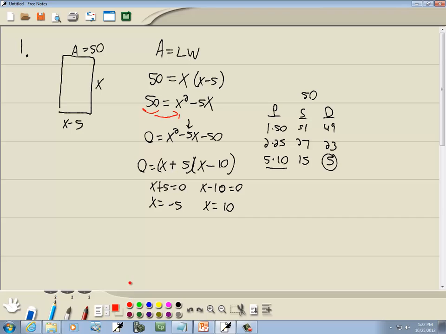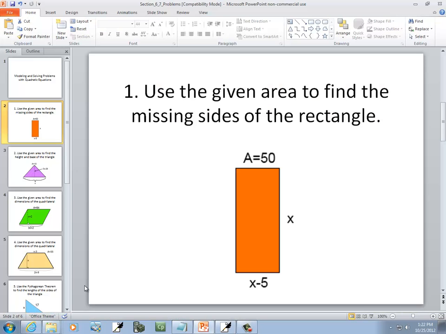Now sometimes you'll get answers that are just bogus. X is equal to negative 5. That doesn't make any sense. We can't have a negative distance there, so throw that one away. So we got x equals 10. Now to find our dimensions, that would mean that this side is 10, because this is x, and this side would be 10 minus 5, or it would be 5. So our length is 10, and our width is 5.